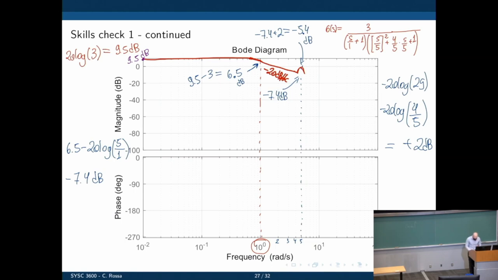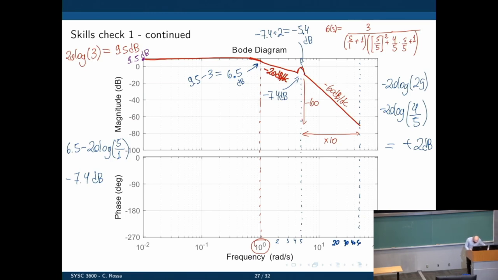So if you go to one decade from now, so this is 10, 20, 30, 40, 50. If you go to 50, what is the magnitude? Is whatever we have now, which is negative 7.4, because we went up to negative 5 and then back, minus 60. So it's negative 67.4 around here. Because the slope now is negative 60 dB per decade. This is one decade, and this is negative 60. So if at that point we had negative 7.4, here we are at negative 67.4.